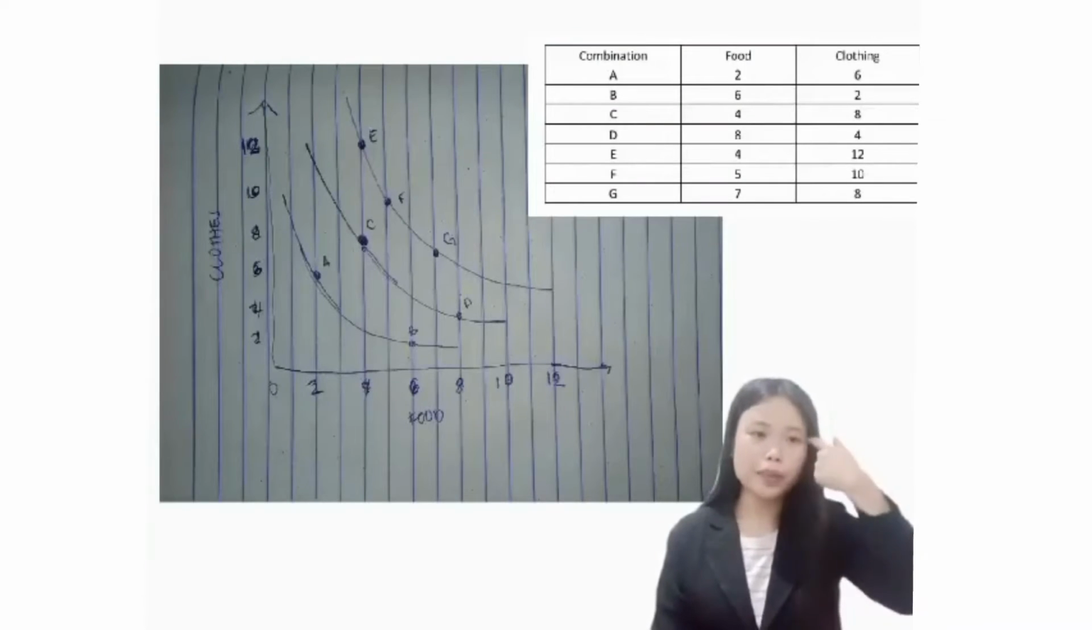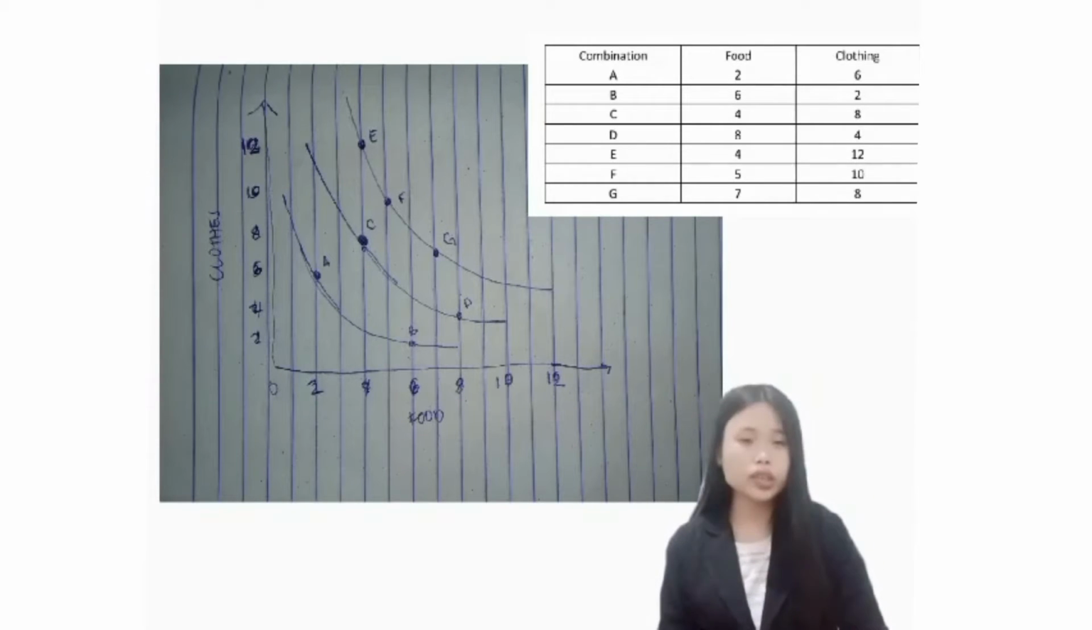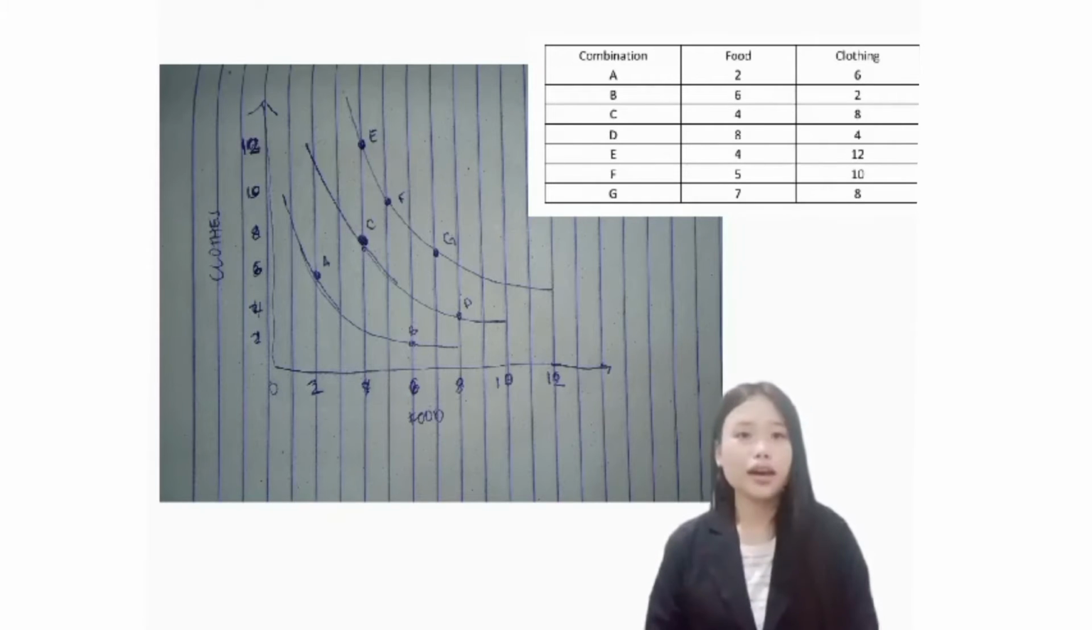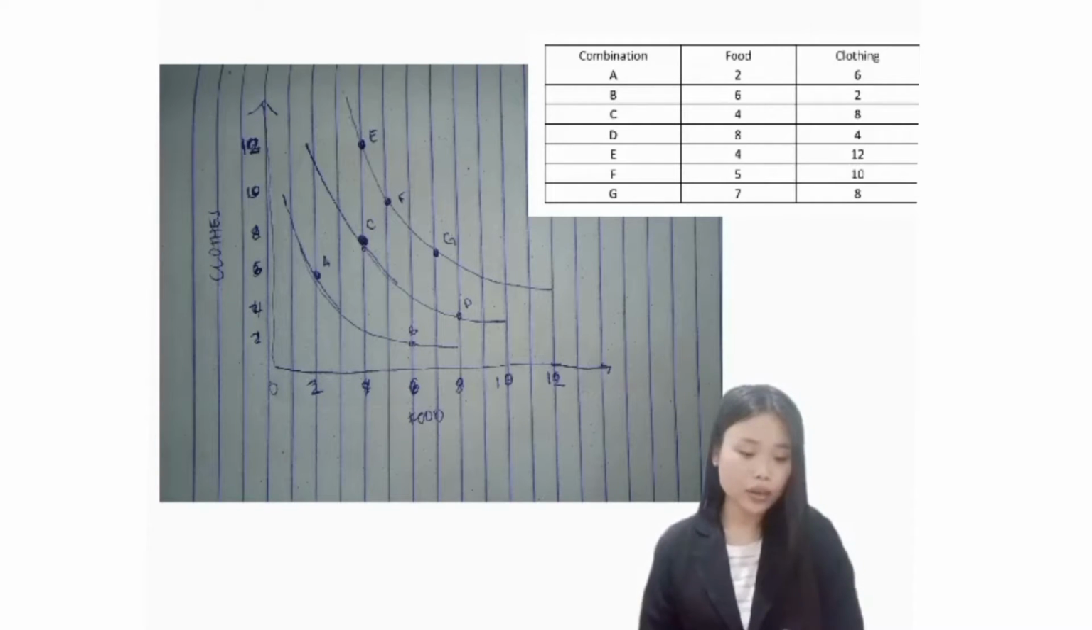On this indifference map, we can see that there's a table of food and clothing. On IC1, there are point A and point B. Point A has 2 foods and 6 clothing. Now, on point B, in order to get another 4 foods, we have to give up 4 clothes. So, B is 6 foods, 2 clothing. And then, C has 4 food and 8 clothing. D is 8 food, 4 clothing.